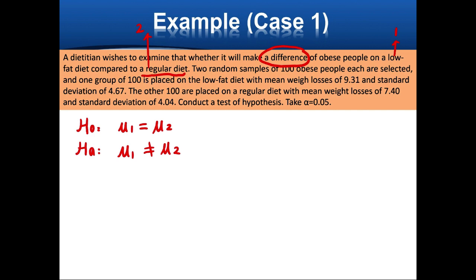Hello everyone, in this video I will show you some examples of the four cases. So we have learned in chapter 9 there are four cases. Case 1, large independent sample mean problem. Case 2, small independent sample mean problem. Case 3, large independent proportion problem. And case 4, paired difference cases.